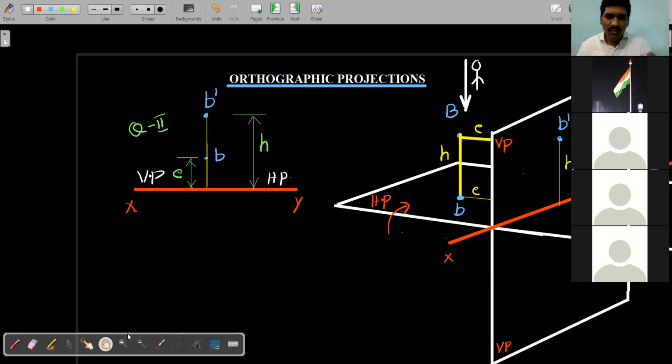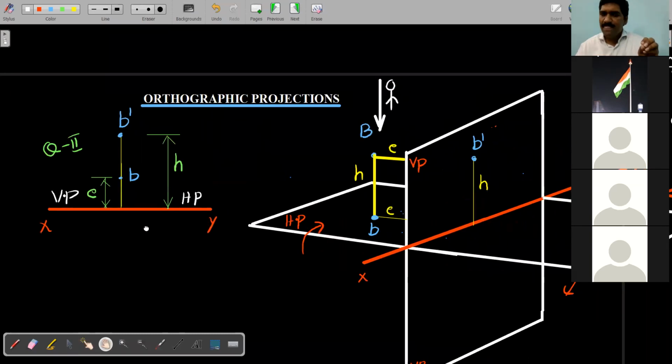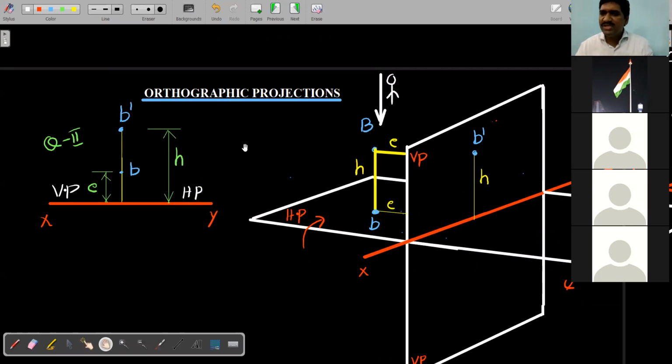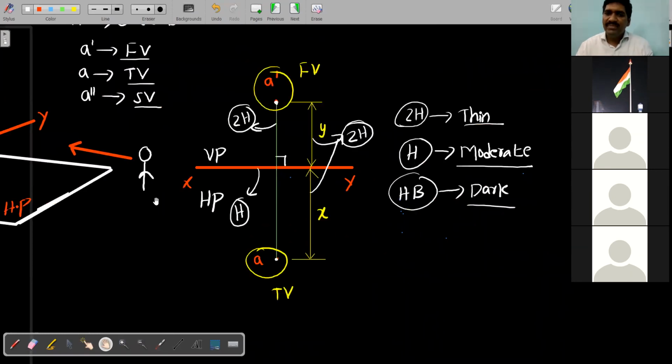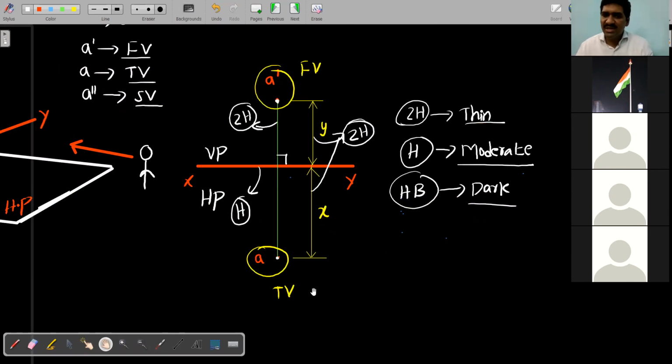Now tell me all of you, please tell me: in the second angle projection, in the second quadrant, your front view and top view are both above the XY line, or not? Yes. And in the first angle projection, the front view is above XY and the top view is below the XY line. That is the picture. What about third angle projection? Now we shall see about third angle projection.